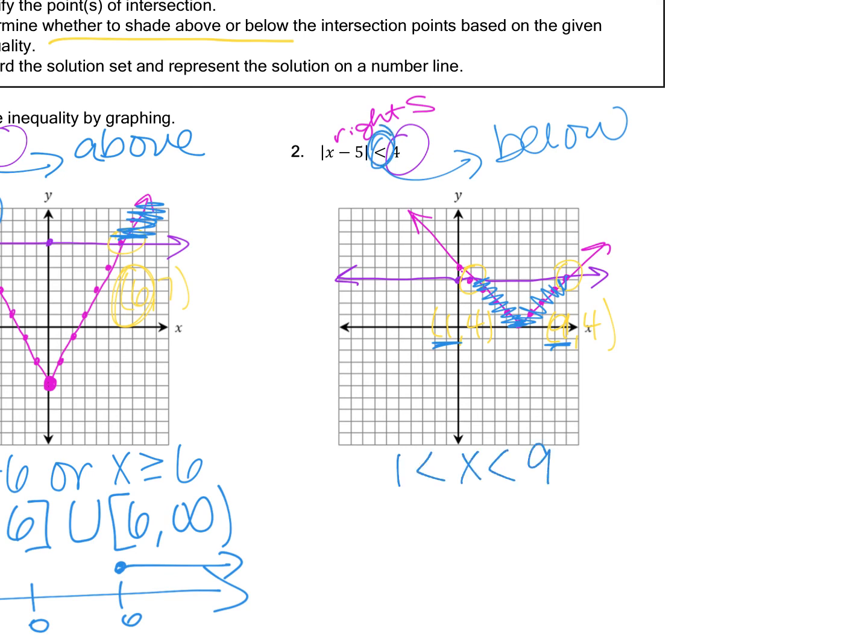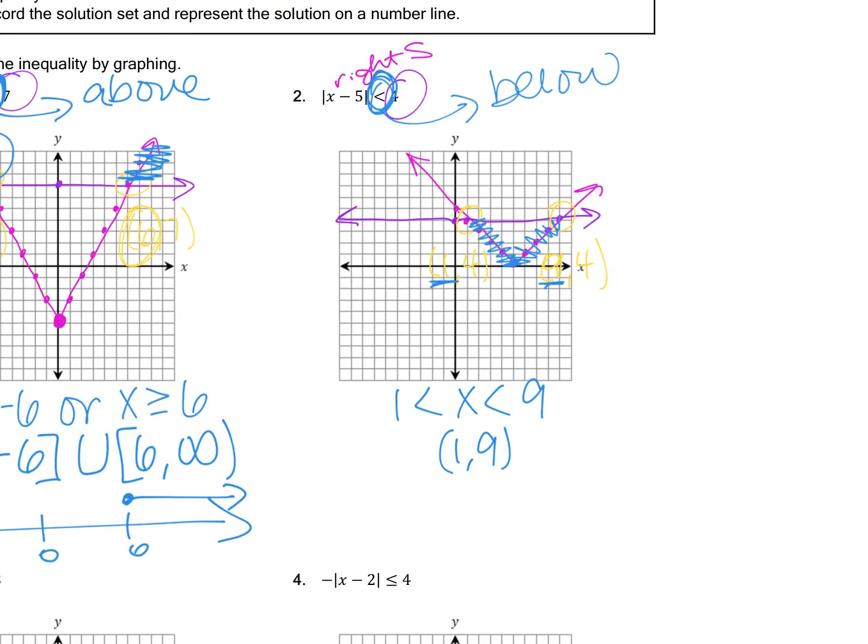How you know it includes your intersection points, look at your original. It's not equal to there, so it won't be equal to on your solution. Okay, so since this is all together, if you wanted to use interval notation, it starts at 1 and it goes to 9, and it doesn't include them, so you'll put parentheses. So again, I'll accept either answer.